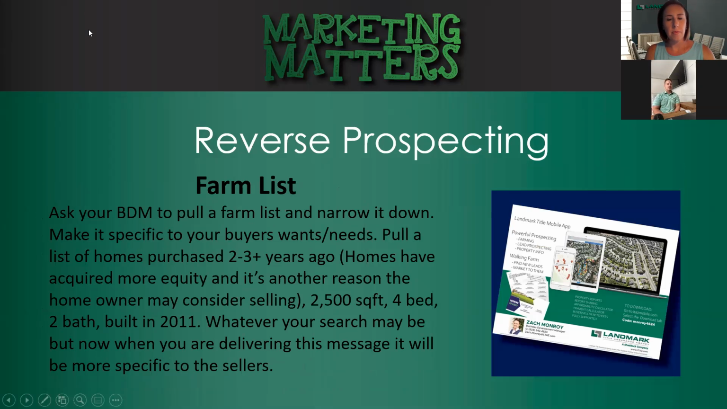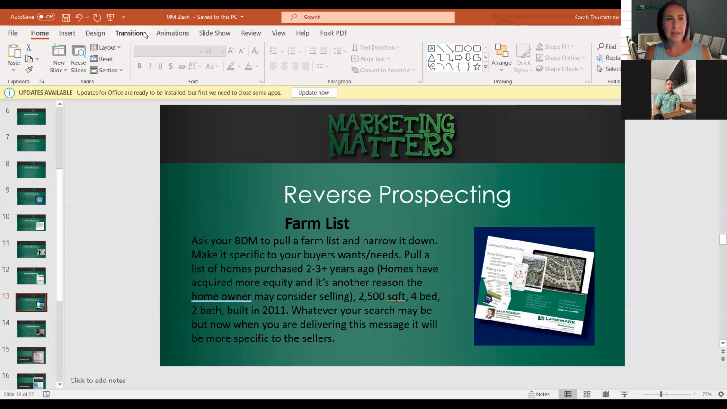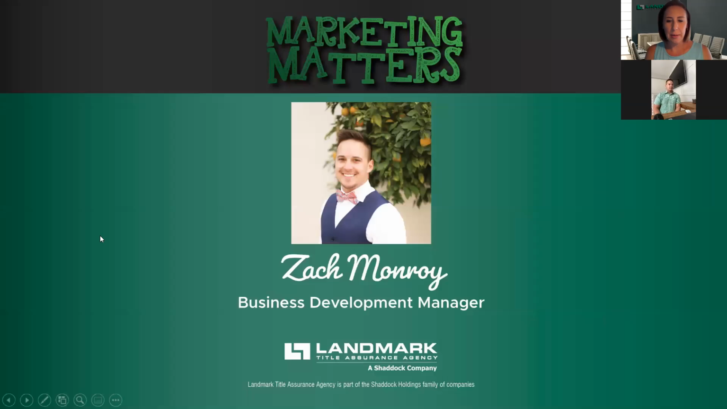So for example, when you're farming, to get the most out of your marketing budget, some people do it and it works great, but some people just spray and pray and hey, here's my message, I hope I get the right people. But with the farm list, you want to be specific. You can have your BDM pull a list of homes that are 4-bed, 2-bath, 2,500 square foot in the Goodyear area.